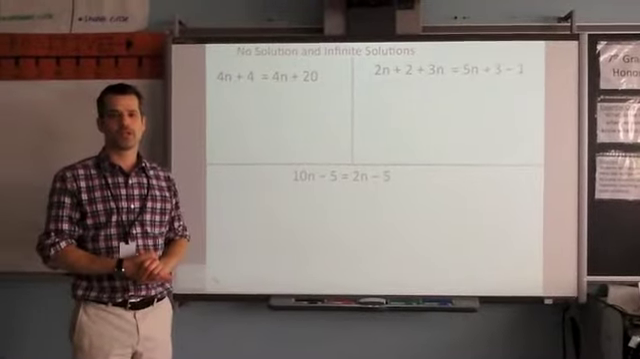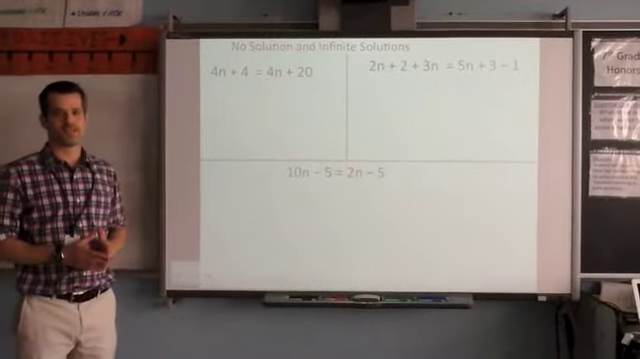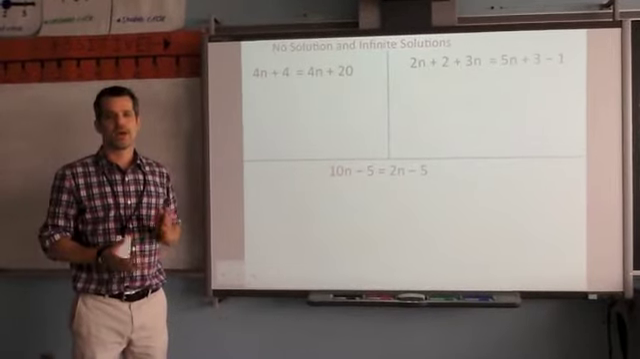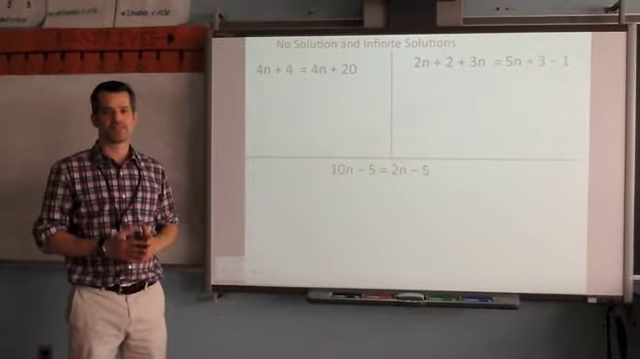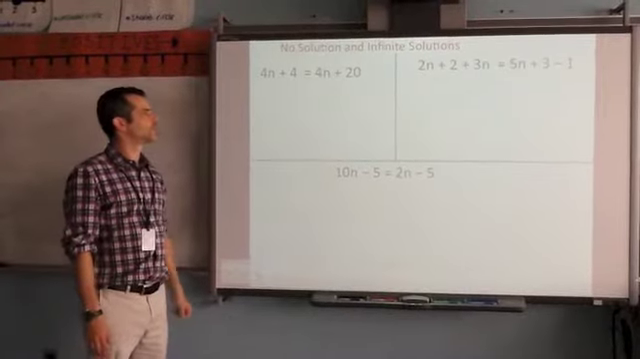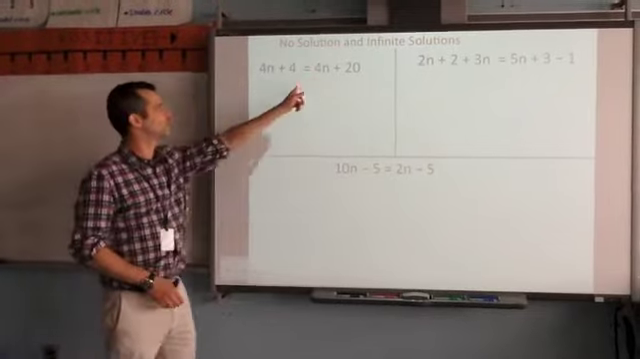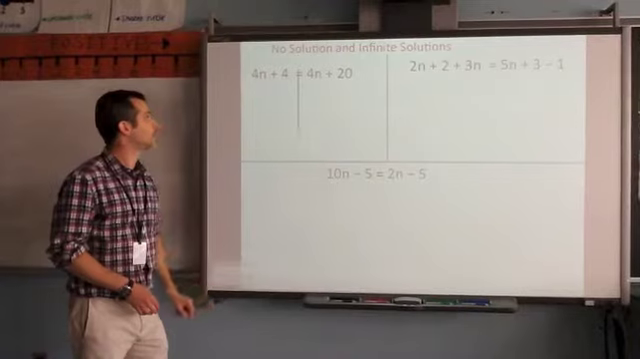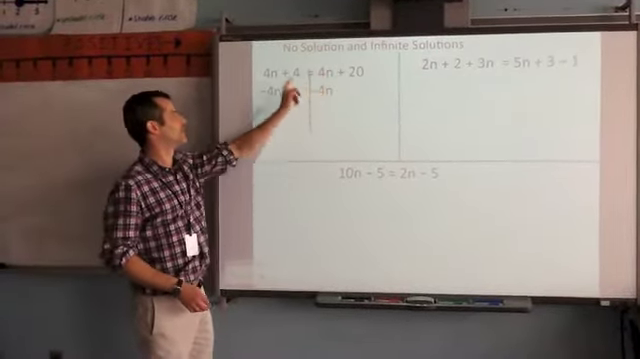Now, please turn your guided notes over to the back side where it says no solution and infinite solutions. We've looked at solving a bunch of different types of equations. However, not every equation always has a solution. So let's look at some different examples here. The first example: 4n plus 4 equals 4n plus 20. Remember, when there are variables on both sides, we have to subtract the variables off from one side. So in this case, we're going to start by subtracting 4n, because I want this 4n to cancel out.